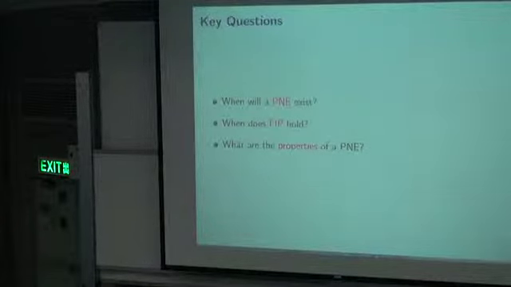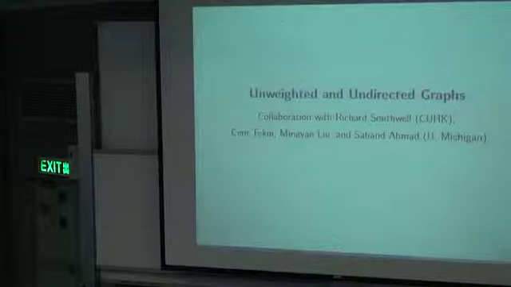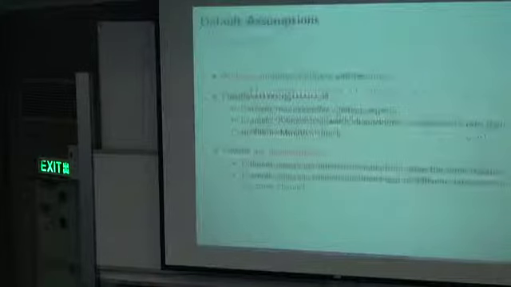And for the rest, I'm going to gradually look at the different types of graphs and see what kind of results we can get. The rest of the results will be a very brief survey from a couple of different papers. So let's first look at unweighted, undirected graphs. This will be the simplest case. This is joint work with my postdoc and collaborators from the University of Michigan.